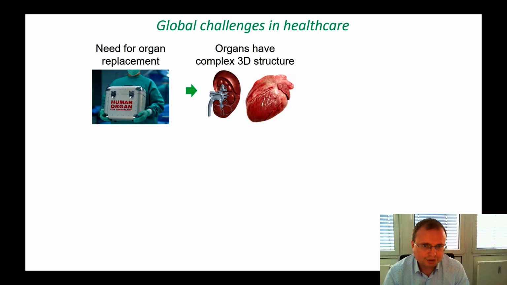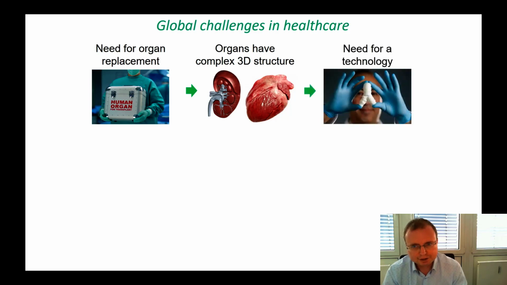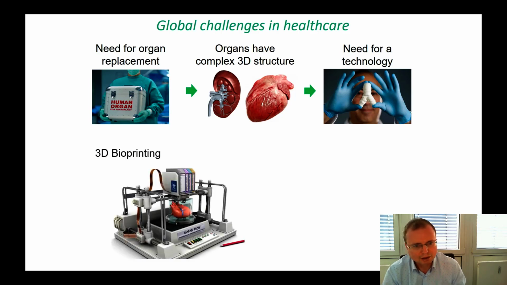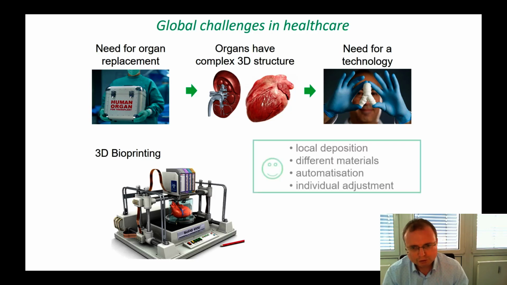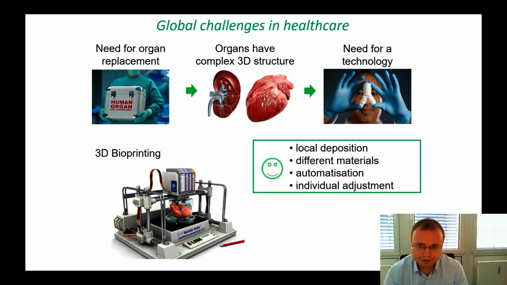In order to do it, one needs to understand that our organs have complex three-dimensional structure, and practically we need the technology which allows us to reconstruct this three-dimensional structure. The best family of the technologies available on the market is 3D bioprinting. It offers a number of advantages, such as the possibility for deposition of materials locally. One can deposit different materials, this process is automatized, and what is very important, it allows individual adjustment.